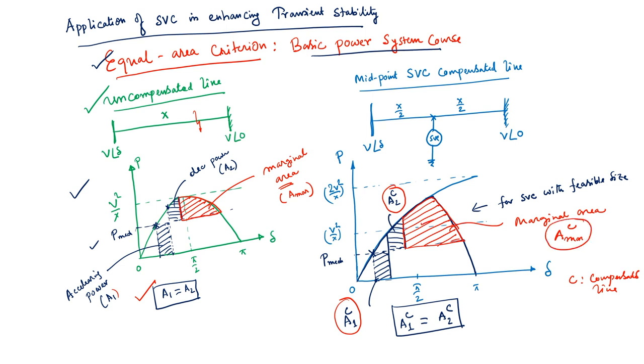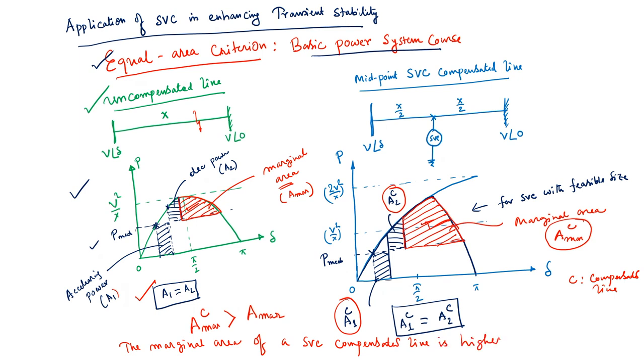Now, if you compare this area and this area, obviously which one is higher? This area is higher. So, therefore, we can write that the marginal area for the compensated line is higher than the marginal area of the uncompensated line. Okay. So, therefore, we can write the marginal area of an SVC compensated line is higher than that of the uncompensated line.